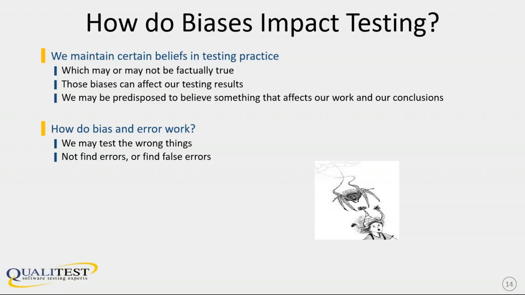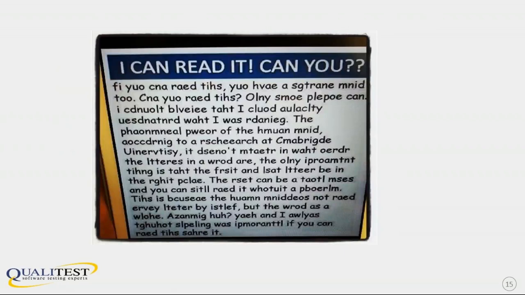So let's see if you have biases. Try to read this. If you're able to read this, your mind is actually making the corrections as it goes along. So it's not necessarily seeing all the errors. This happens often when we test. That's how we miss bugs. We don't see these errors. They're an error in our judgment.